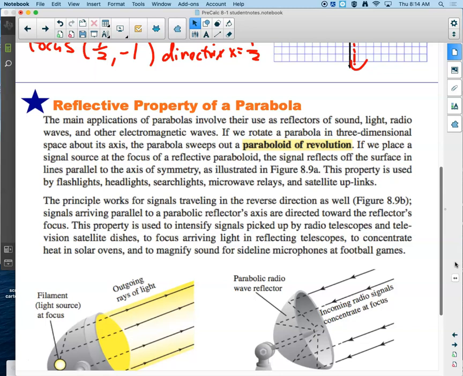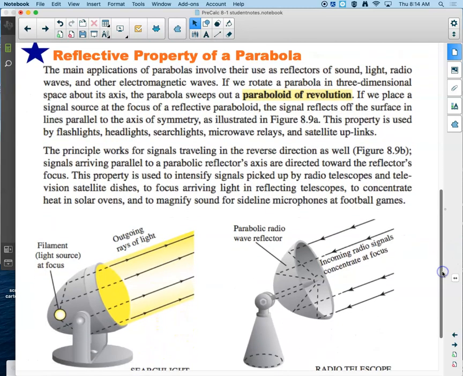If we rotate a parabola in three-dimensional space about its axis, the parabola sweeps out a, and I love this word, paraboloid of revolution. So that's where we get our dish shapes from. If we place a signal source at the focus, which is absolutely what is done, you want to focus those signals so it comes in nice and strong. If we place the signal source at the focus of a reflective paraboloid, the signal reflects off the surface in lines parallel to the axis of symmetry, as illustrated in figure 8.9a, so this one right here. This property is used by flashlights, headlights, searchlights, microwave relays, and satellite uplinks.